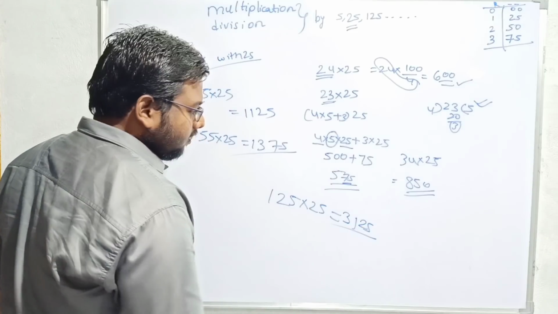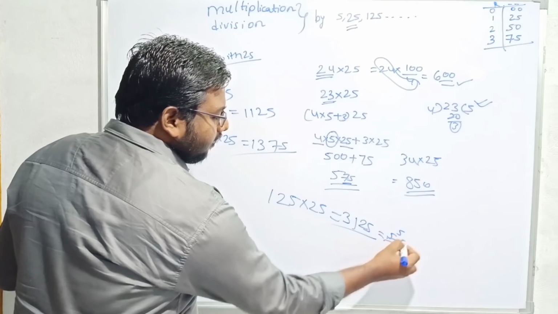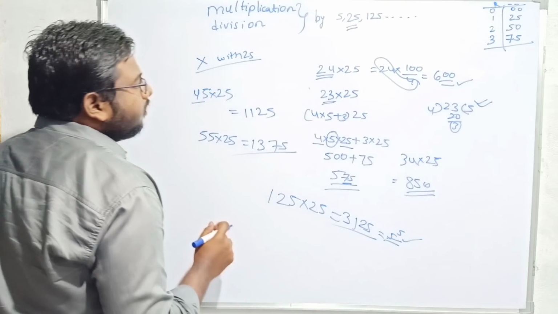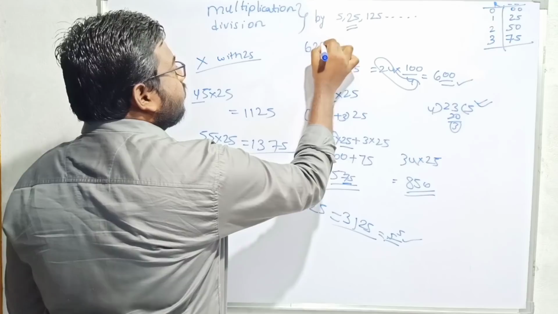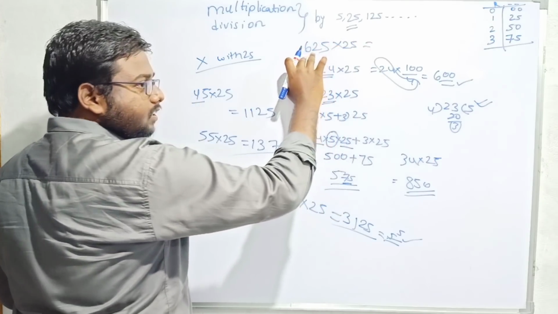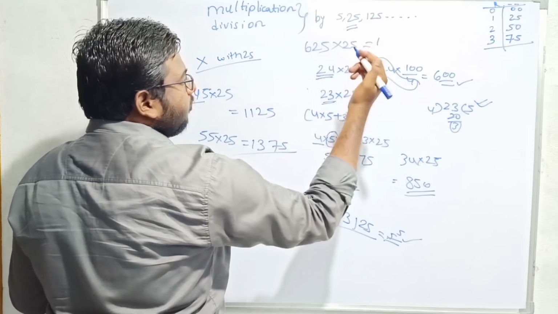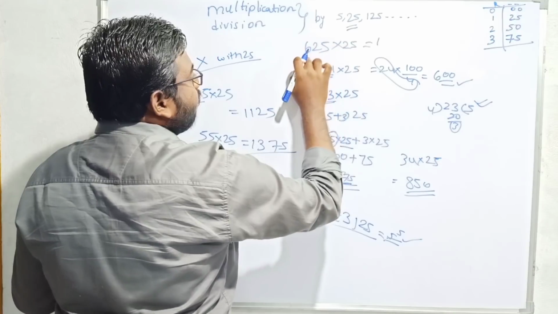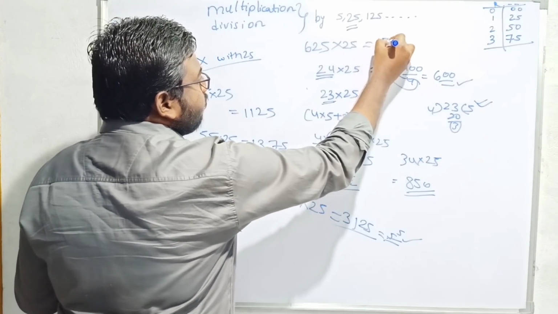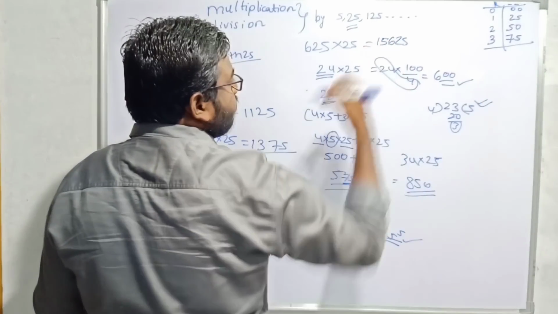So 3125. This is nothing but 5 power 5. This is an important number. So I will multiply this with 625 also. 625 into 25. If I divide this number by 4, 4 1s are 4, 4 5s are 20, 4 6s are 24, and 1 is the remainder. So 15625.